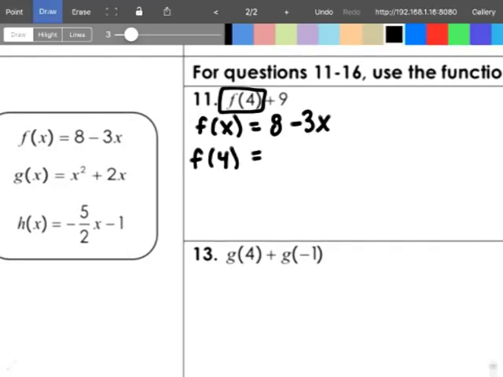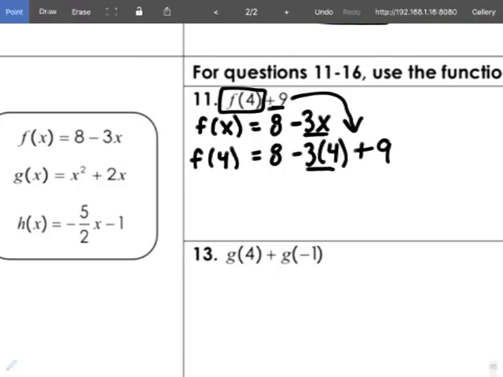f of 4 equals 8 minus 3. I see another x, so I'm going to plug in a 4 there. This is multiplication here, so I'm still multiplying. But I still have that plus 9. I'm going to add that to the end. Okay, this whole thing, 8 minus 3 times 4, that's just this piece, right? That's telling me plug in 4 in my f equation everywhere you see x. So 8 minus 3 times 4, and then I have that plus 9 at the end.